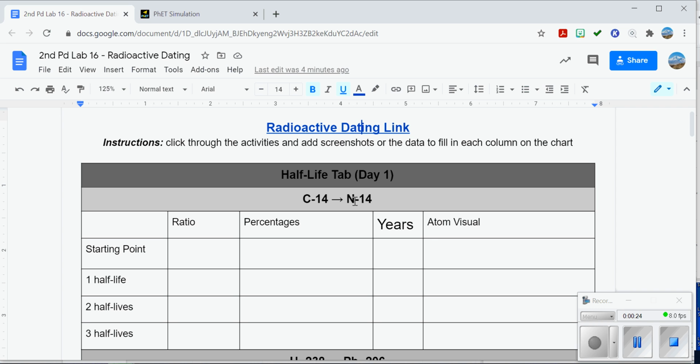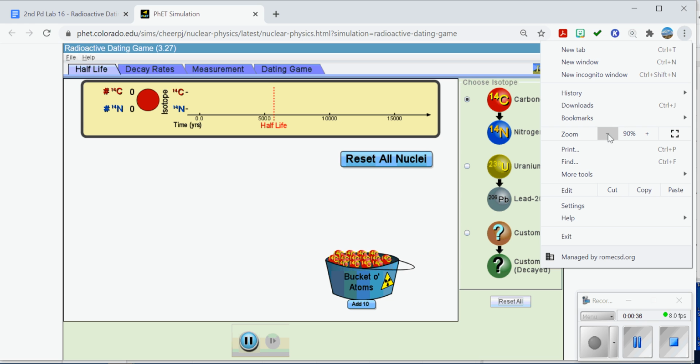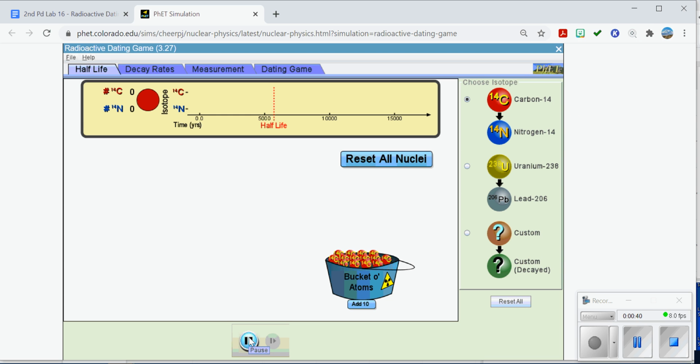So first thing, if you can't see this entire screen when you open it up, you may need to zoom out just a little bit. I had to do that to get the whole thing to fit. But you're going to need this pause button and the going by steps button. Okay, so I'm going to pause it and add a bunch of atoms. So you got to fill in all the atoms, that bucket of atoms. C14, they're red because they're radioactive. So this is the starting point, okay? And what we're going to do is go back and forth, and you have to get some data.